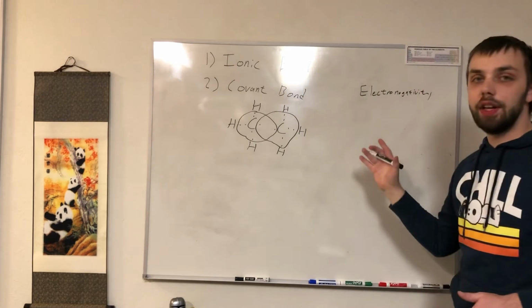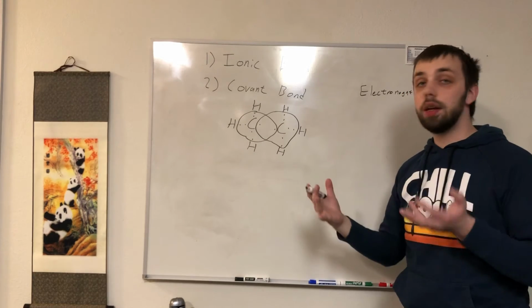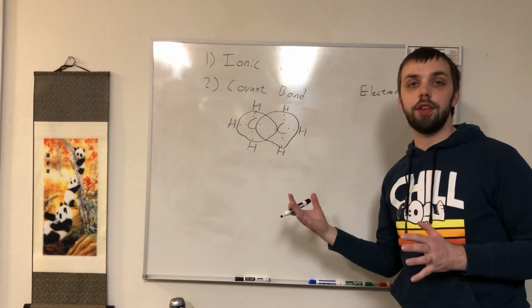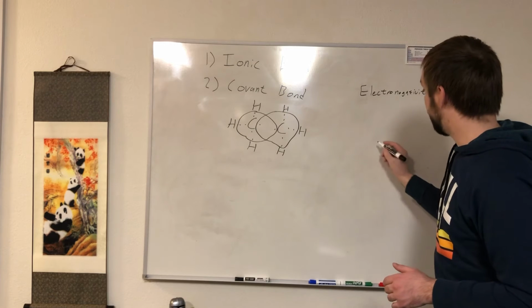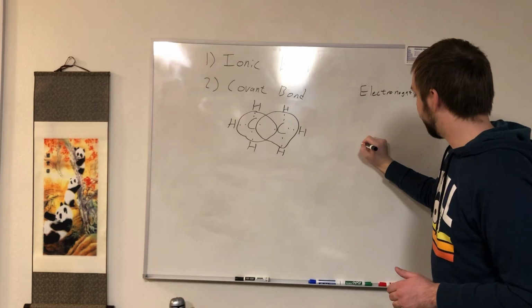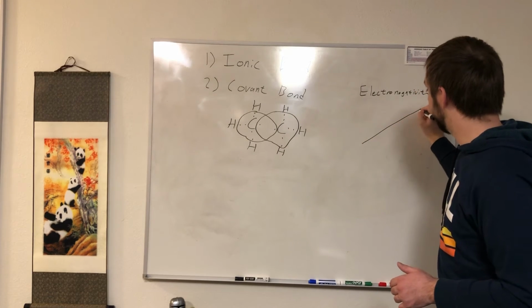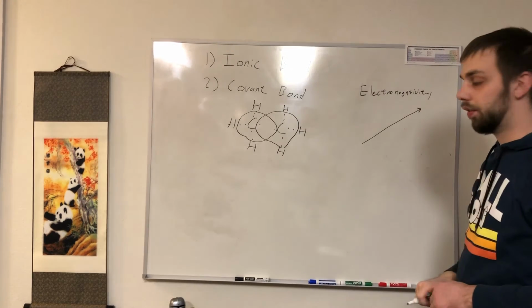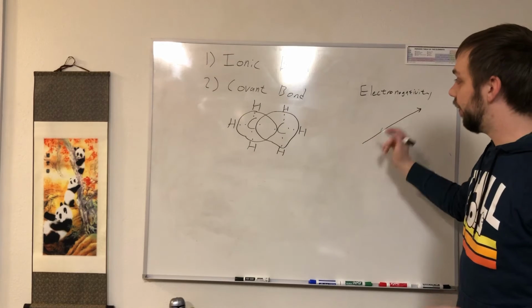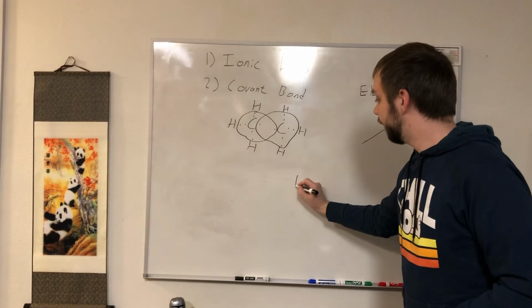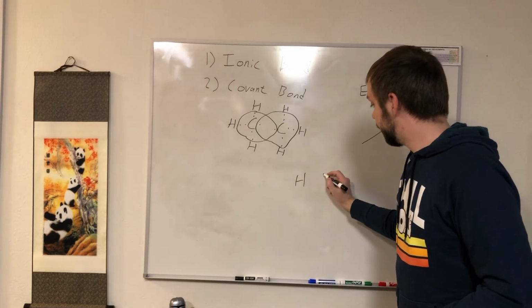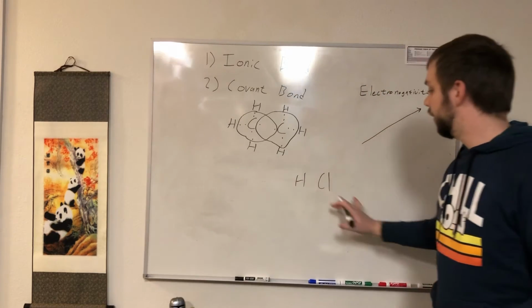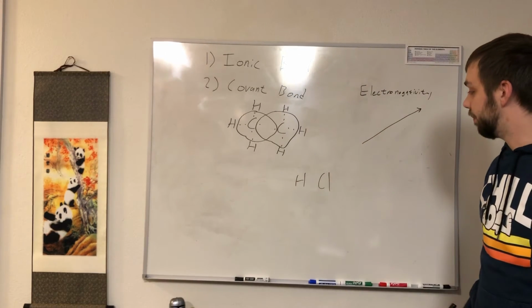And electronegativity is just the atom's ability to pull electrons towards itself. And the periodic trend for electronegativity is that it increases as you move up a column and across a row. So let's say if we had something like hydrogen chloride here.